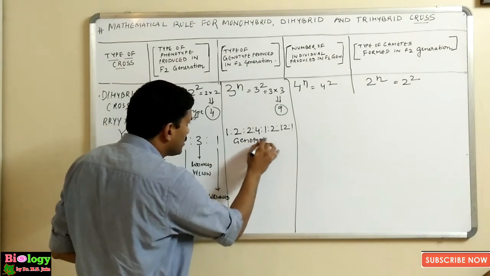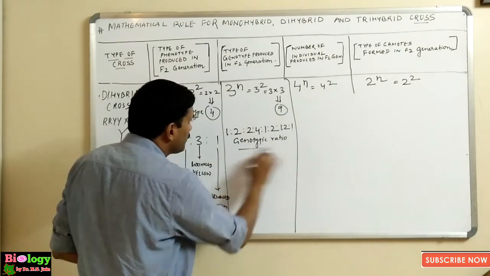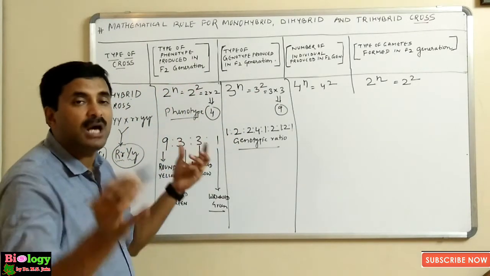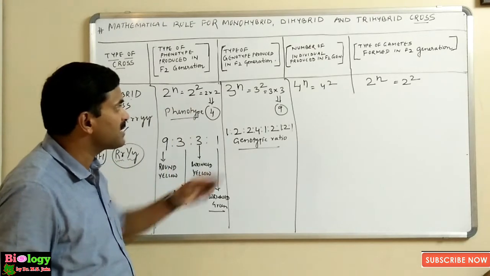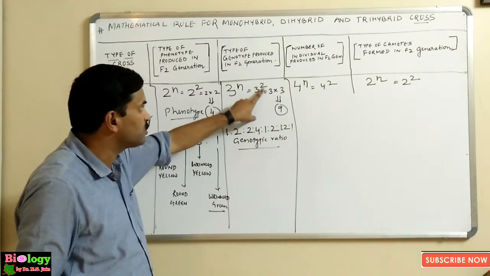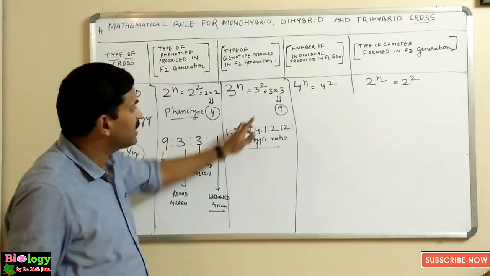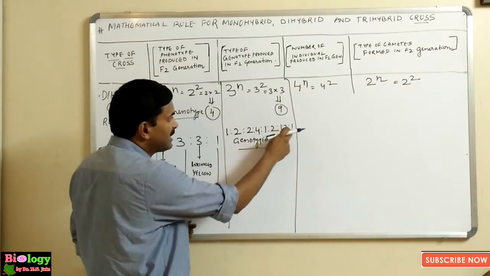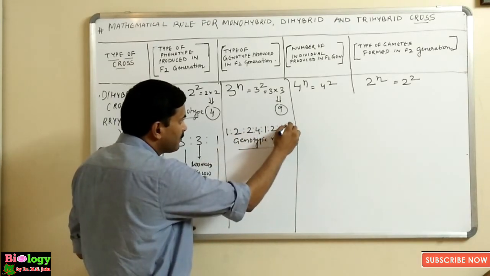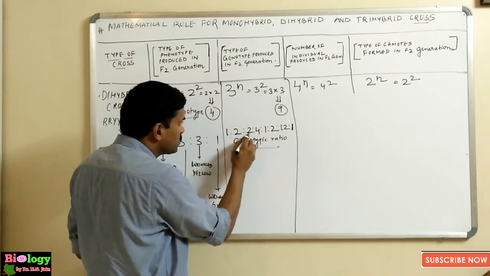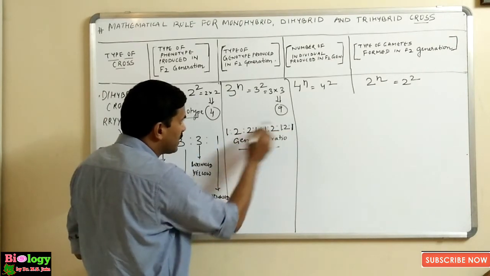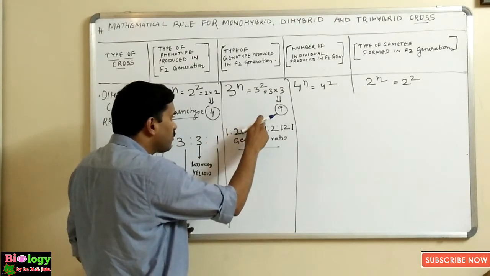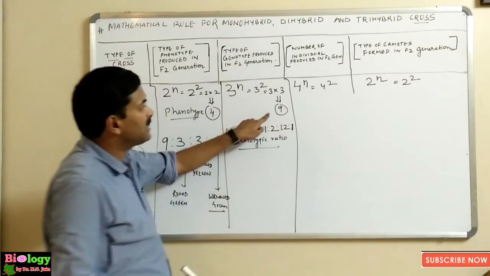Now by viewing this genotypic ratio, you can see that there are 9 types of genotypes produced in the F2 generation. How did I come to know that 9 types of genotypes are produced? I put the power: 3 to the power of 2, 3 into 3, 9. Let us see. Again I am saying, this is the ratio 1:2:2:4:1:2:1:2:1. So how many types of genotypes are produced? Count it: 1 2 3 4 5 6 7 8 and 9. So 9 types of genotypes are produced.